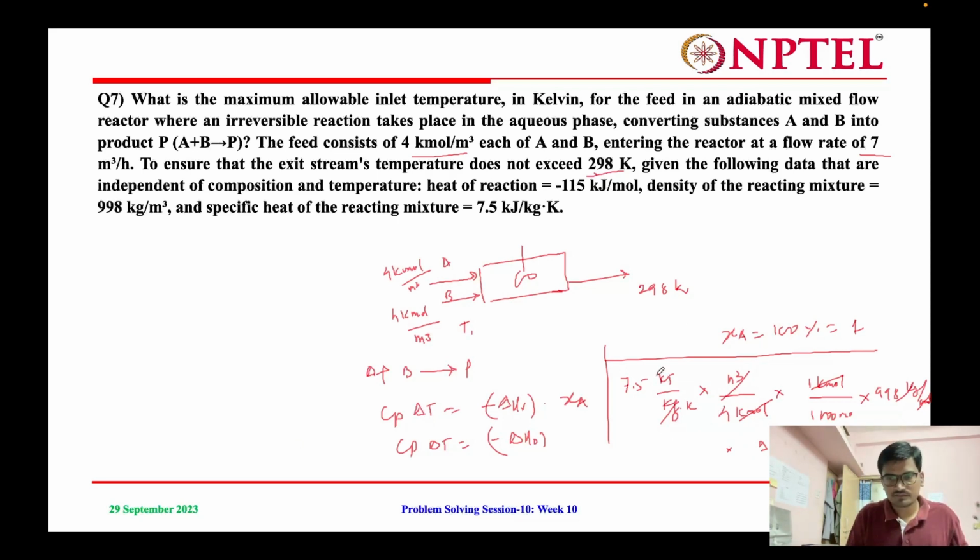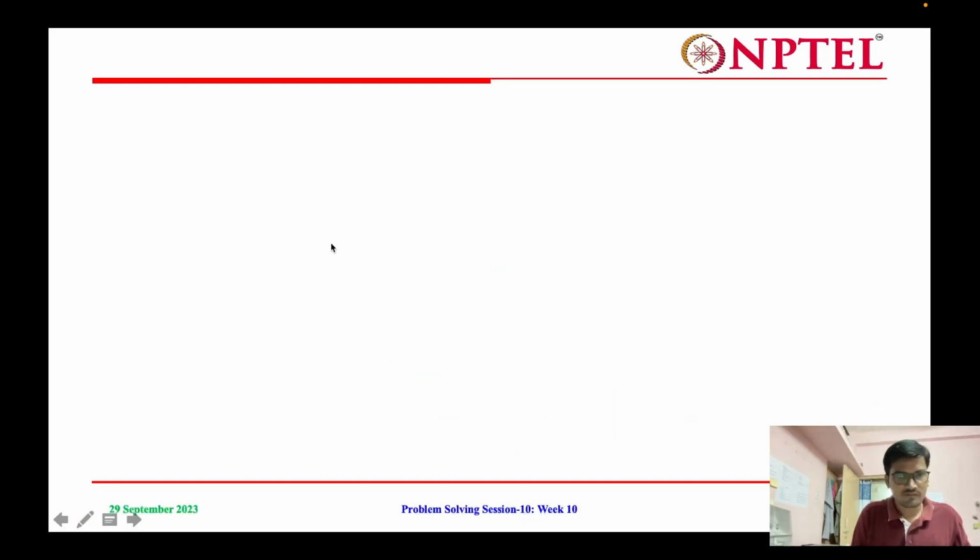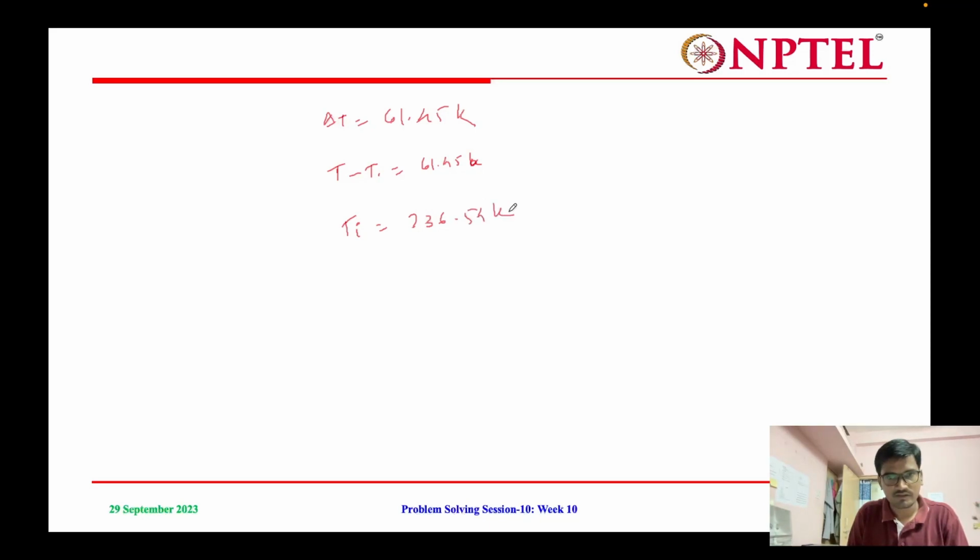So delta T equals 61.45 Kelvin. So T minus Ti equals 61.45 Kelvin. So the inlet temperature Ti is 236.54 Kelvin.